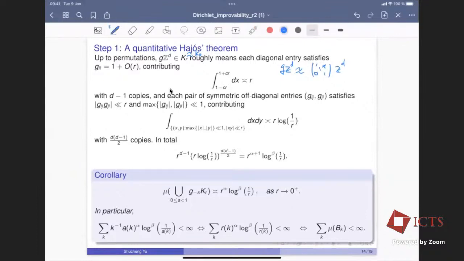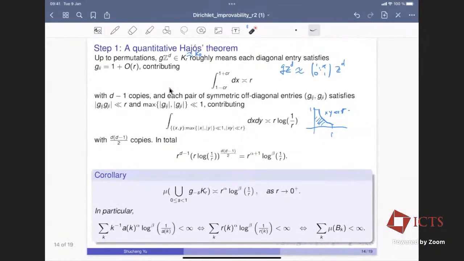And then you just do a simple calculation, so you get this kind of region. So that's 1, 1, but this curve is xy bounded by R. And then you just do a simple calculation for the area. You will see that this area is basically R times log 1 over R. And there are this many copies, and then you put everything together, you get R times R raised to the power d-1, and then times R log 1 over R raised to this power, and that exactly gives you the asymptotic formula that we have here.